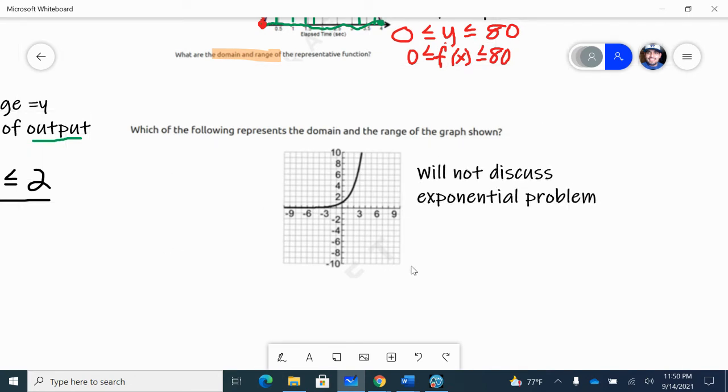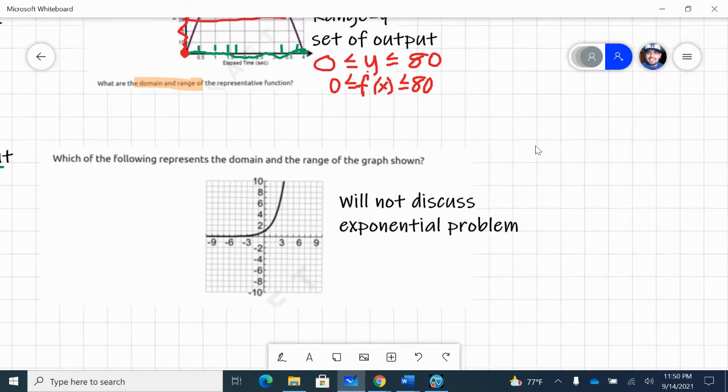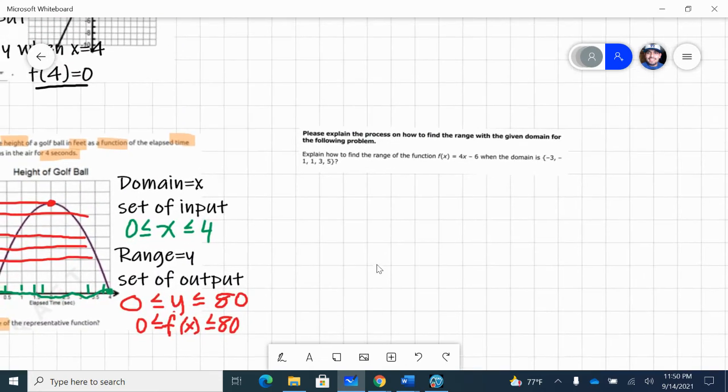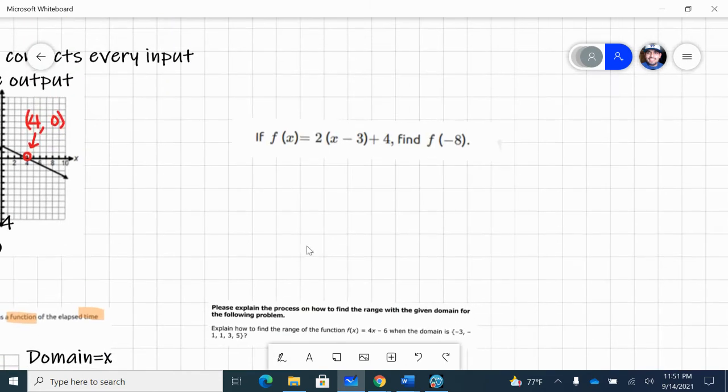Again, I will not count this against you. The other ones, I think they're fair game, or at least partial fair game because you should have gotten some part of it. But this one, I will not count against you because there's no way of you knowing this, and I don't want to talk about this right now because you guys aren't ready for this. We'll talk about this again when we get to chapter 9. I apologize for this problem being in there. So again, just will not discuss exponential problem. All right? Let's go to the next one here.